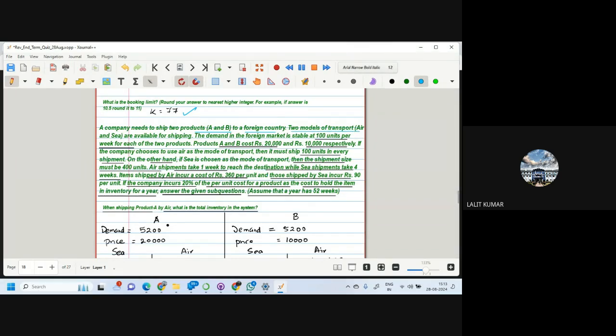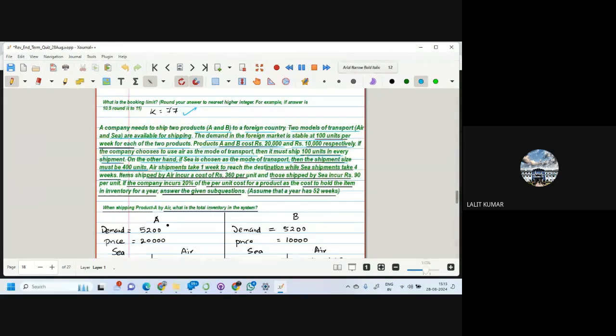Two modes of transport, air and sea, are available for shipping. The demand in the foreign market is stable at 100 units per week for each of the two products. Products A and B cost rupees 20,000 and rupees 10,000 respectively. If the company chooses air as the mode of transport, then it must ship 100 units in every shipment. On the other hand, if sea is chosen, then the shipment size must be at least 400 units.